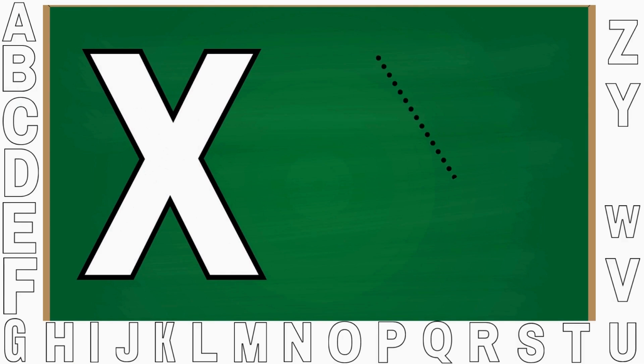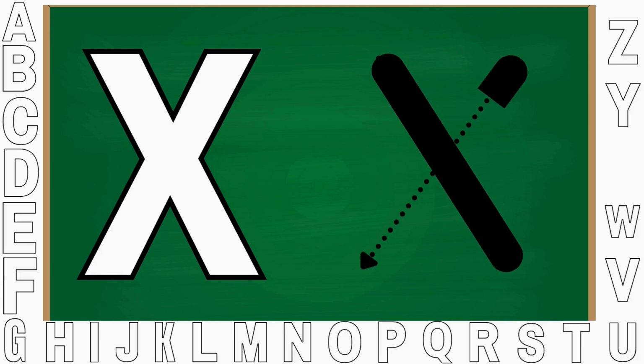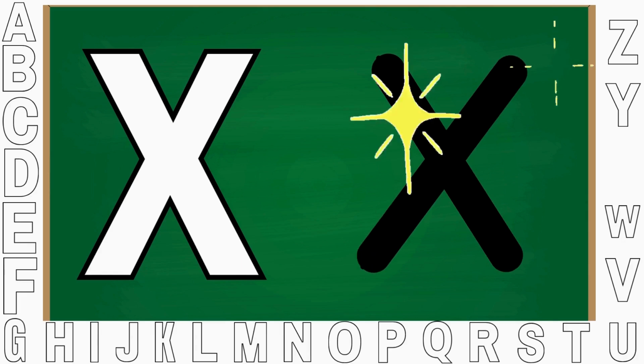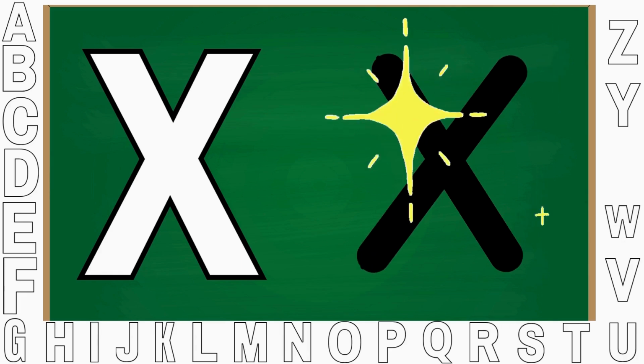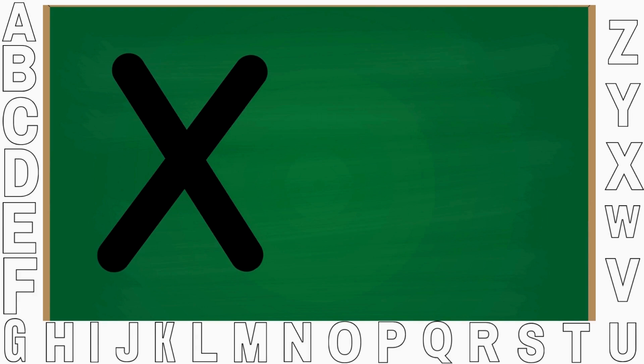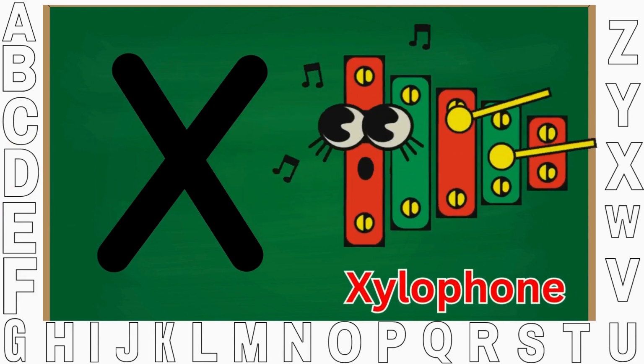X. Draw two diagonal lines crossing each other. X. X is for xylophone.